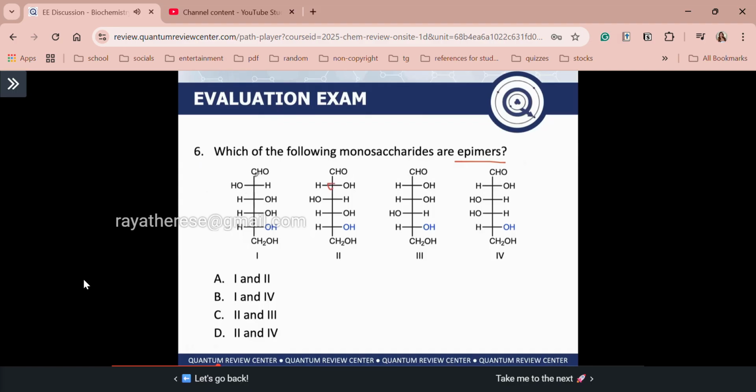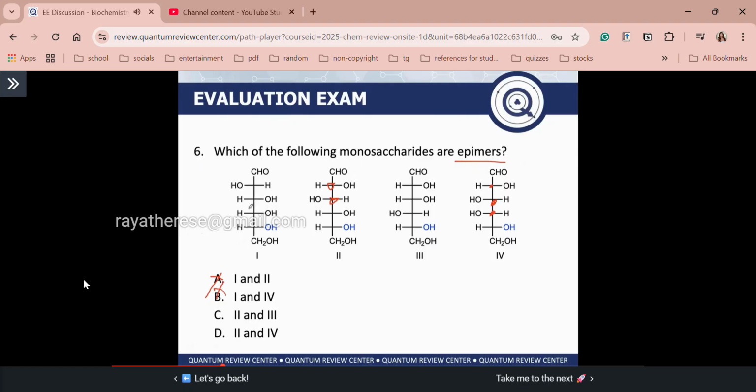So first, at C2, they are different. And then of course, at C3 they are different, right? So obviously, this is not the correct answer. So letter A is not our correct answer. How about letter B? Let's check. 1 and 4. Class, for 1 and 4, again, at C2, they are different. How about our C3? Again, they are different, class. And then, of course, your C4 is also different. So letter B also is not our correct answer.